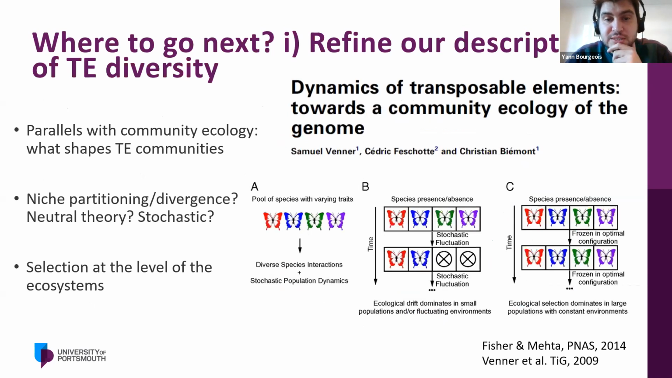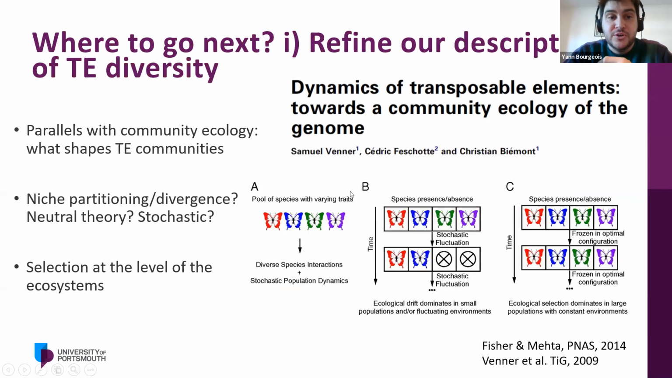Another idea that I like that was developed in 2009 by Venner, Feschotte, and Guillemot is the idea that we can think of genomes as, let's say, niches for transposable elements, and we can maybe apply some concepts of community ecology to understand how transposable elements reach equilibrium in genomes.